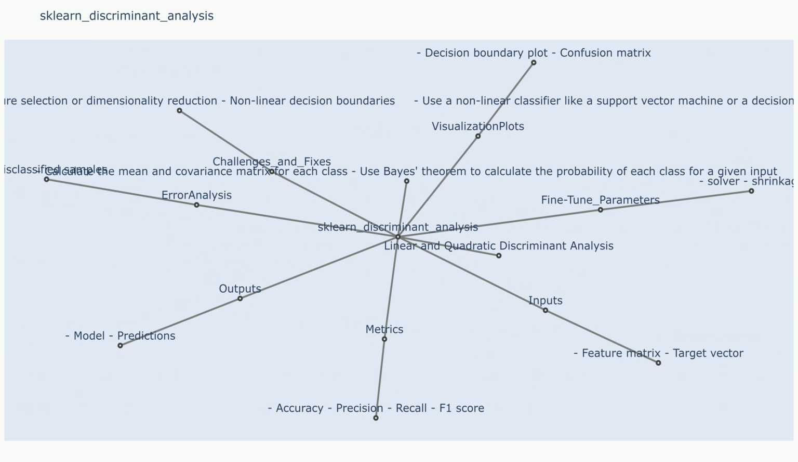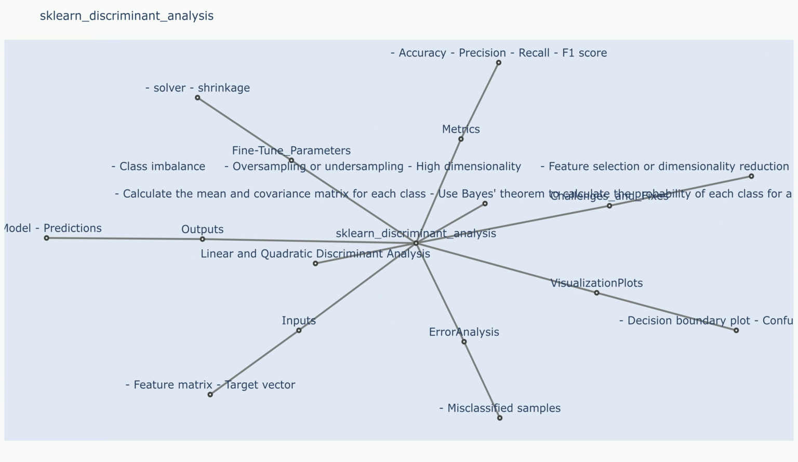Metrics. Accuracy. Percentage of correctly classified samples. Precision. Proportion of true positive predictions out of all positive predictions. Recall. Proportion of true positive predictions out of all actual positive samples. F1 score. Harmonic mean of precision and recall. Confusion matrix. A table summarizing the performance of the model by showing true positives, true negatives, false positives, and false negatives.